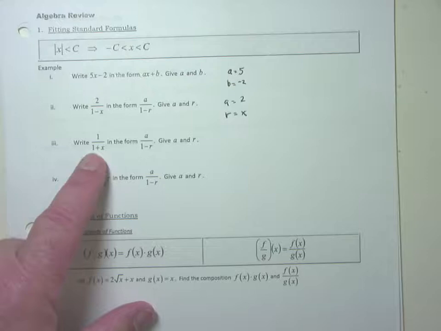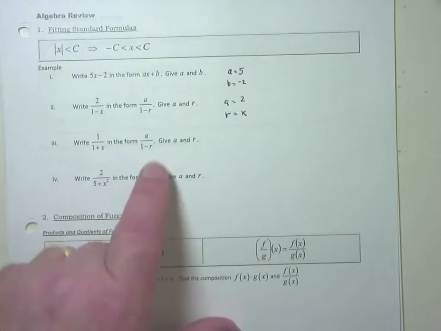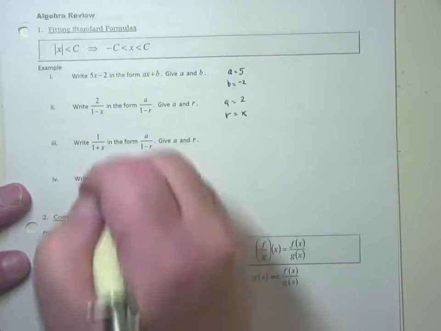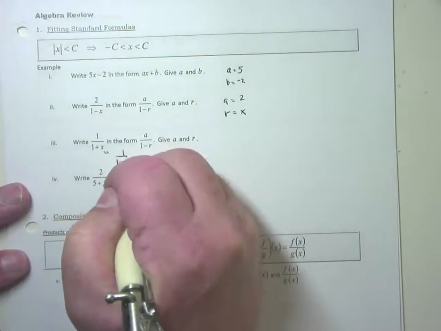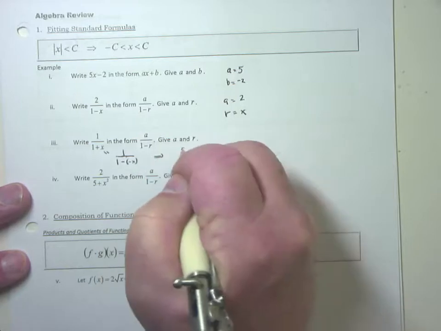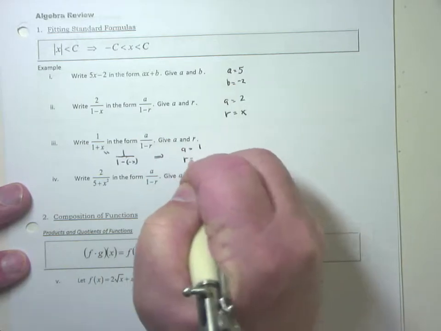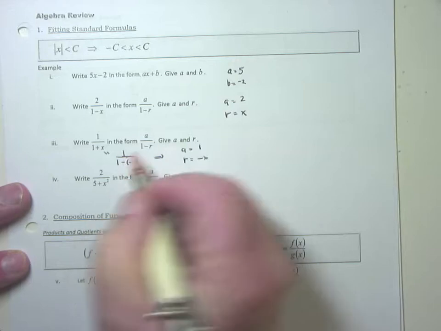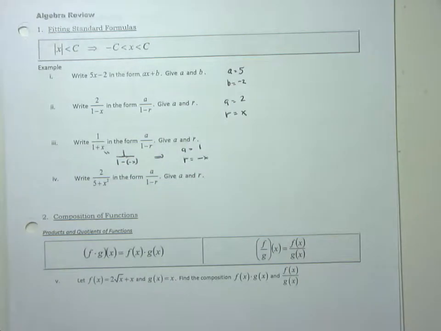But look at this one. I've got 1 over 1 minus x, wait, I want to write it in the form of a over 1 minus r, so I would have to write this as 1 over 1 minus negative x. That implies my a would be 1, but my r would be negative x to put it in this form. The idea of reading off data. Does that make sense?